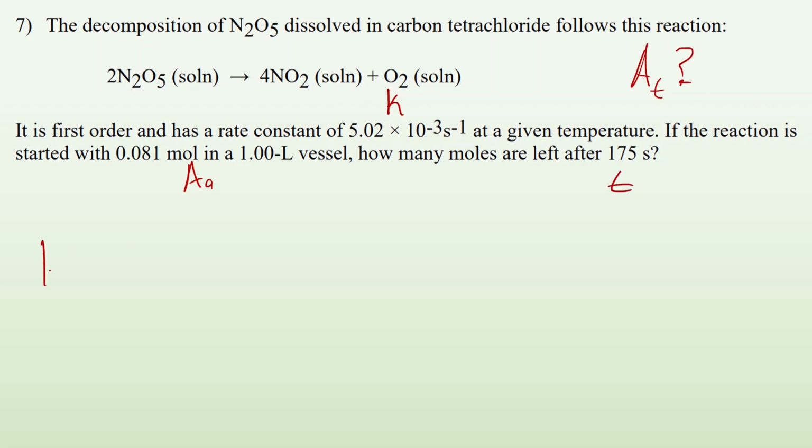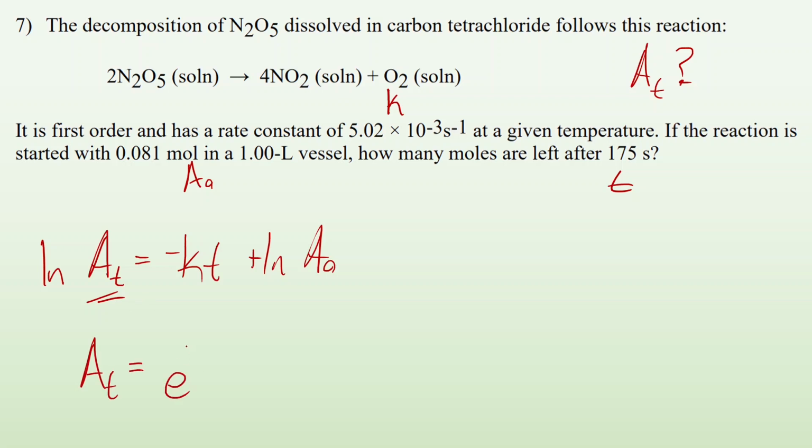First order tells me you've got natural log of At equals negative kt plus natural log of A0. And I'm trying to solve for At. So I've got to put the other side to the base e. It's e to the negative kt plus ln of A0. So now I should be able to plug and chug. What's nice about the concentration is it's in a 1 liter vessel. So this 0.081 moles is 0.081 molar, right?